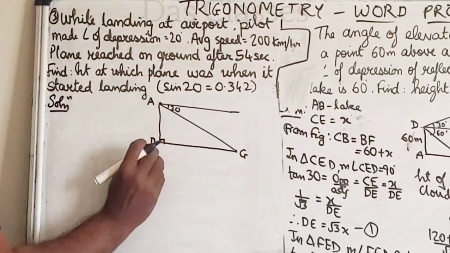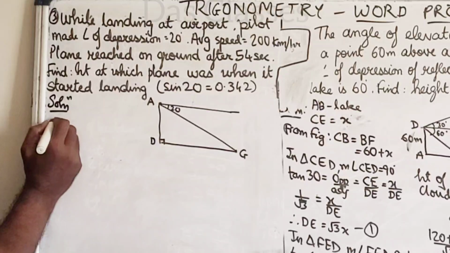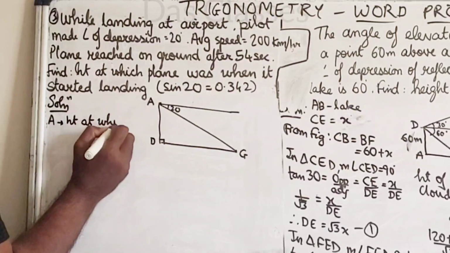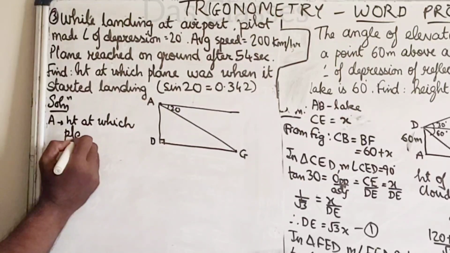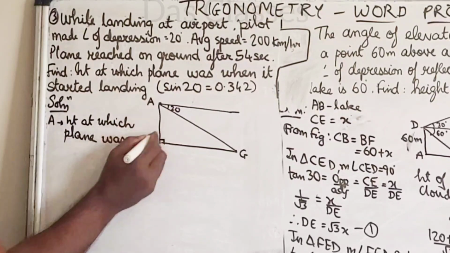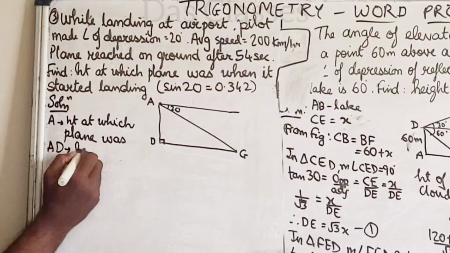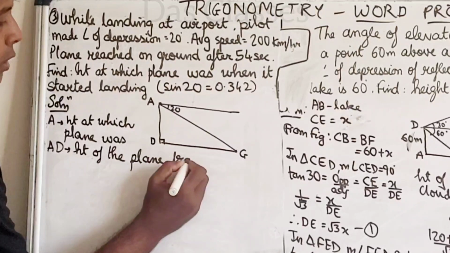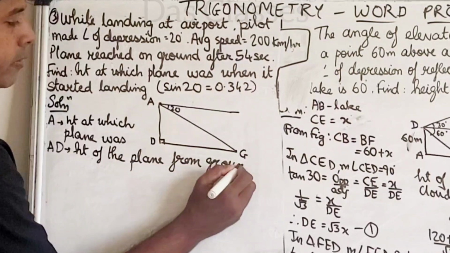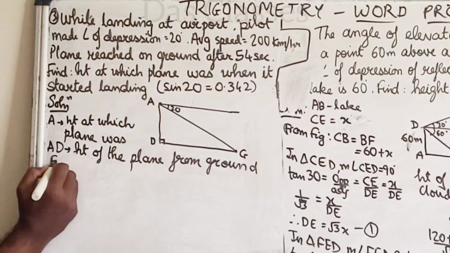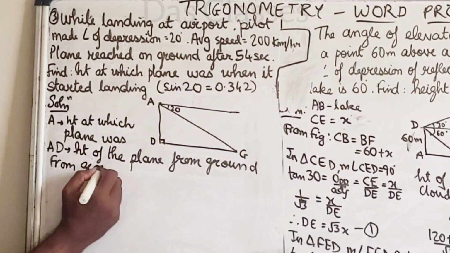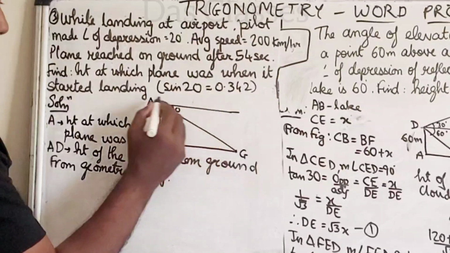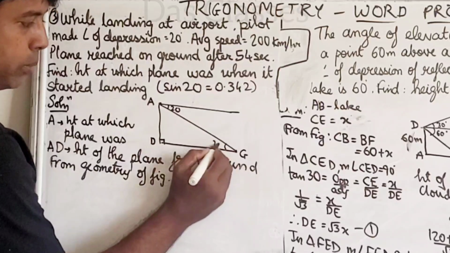AD. So from the ground, A was the height at which the plane was, and AD is the height of the plane from the ground. Now from the geometry of the figure, what we can see is that these two are parallel lines, so this angle is going to be 20 degrees.